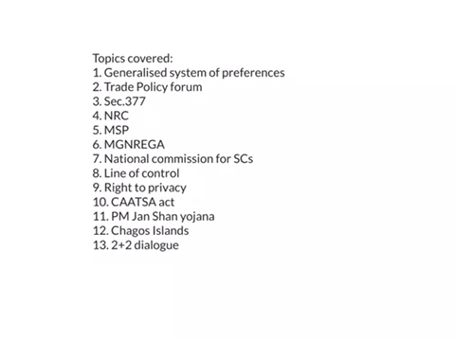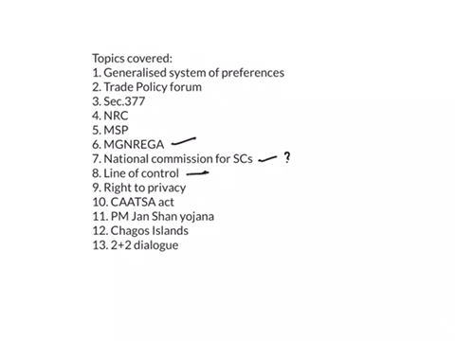And the topics covered under today's course are Generalized System of Preferences, Trade Policy Forum, Section 377, NRC, National Register of Citizens, MSP, Minimum Support Prices, Mahatma Gandhi National Rural Employment Guarantee Act, MGNREGA Scheme, National Commission for SCs is a constitutional body. Let us see what it is.